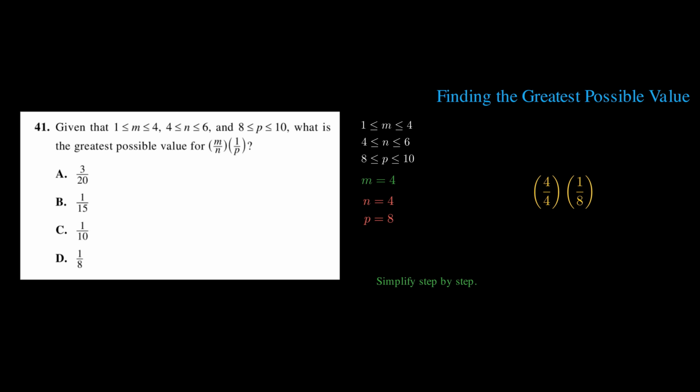From the problem, m can go up to 4, so we choose m equals 4. N can be as small as 4, so we choose n equals 4. P can be as small as 8, so we choose p equals 8. These choices make the fraction as large as possible. Now plug the values into the expression. 4 over 4 equals 1. So the expression becomes 1 times 1 over 8, and that equals 1 over 8. So the greatest possible value is 1 over 8, which matches answer choice D.